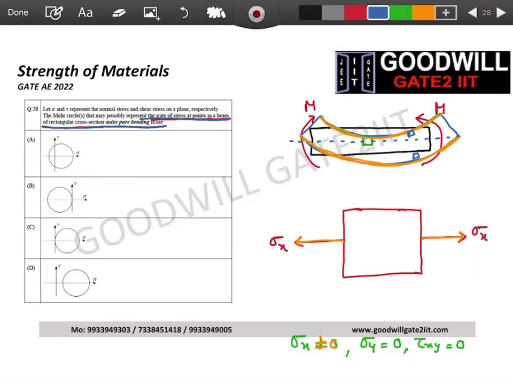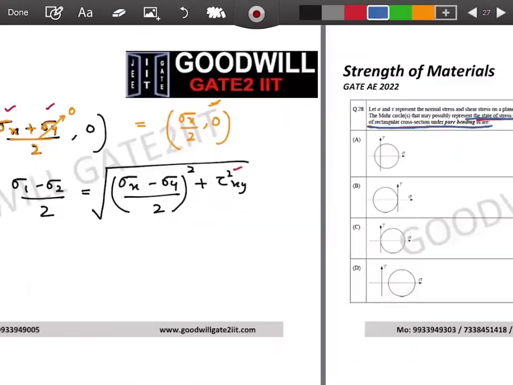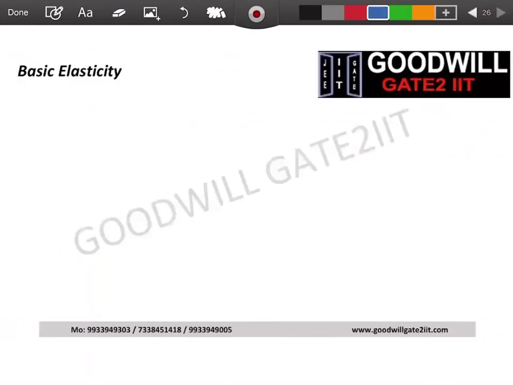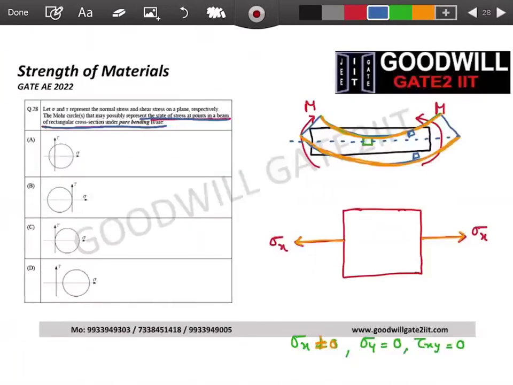All right. So the center of the Mohr circle is sigma x by 2. It can be positive, it can be negative. That means your circle can be here, this is the center, this is also a center, this is also a center. All cases are possible. Let's calculate the radius of the Mohr circle now.